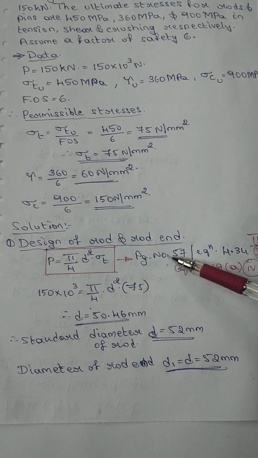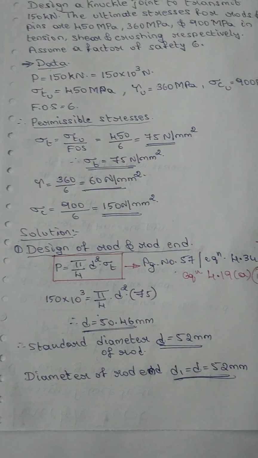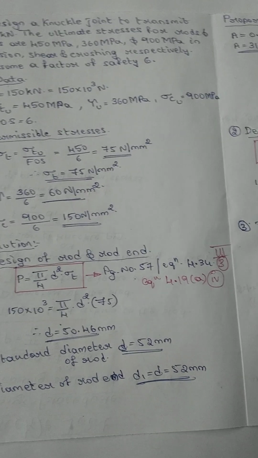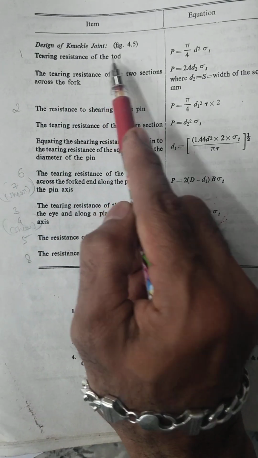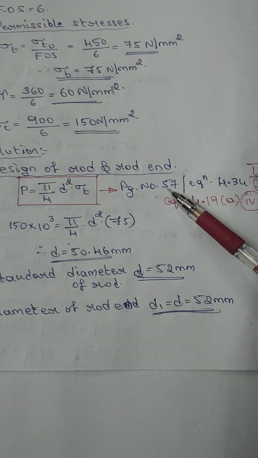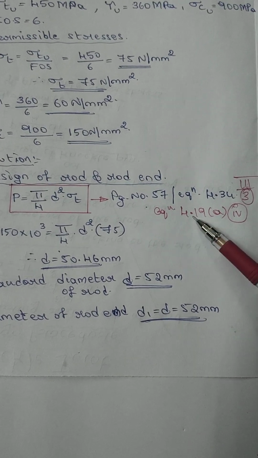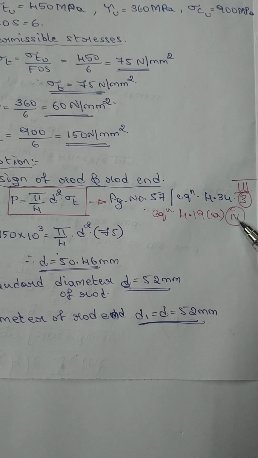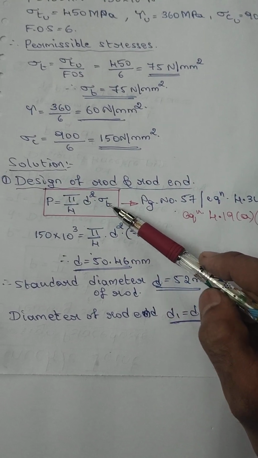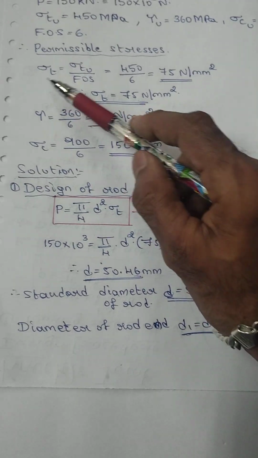Design of rod and rod end. In the data handbook, if you remember the step, you can write this simply. This is the third edition data handbook. Here we have tearing resistance of a rod. That equation in the third edition is 4.34, page number 57, and in the fourth edition it is equation 4.19a. So the equation is P is equal to pi by 4 d square into sigma t, that is working or permissible. What we have to use is permissible.